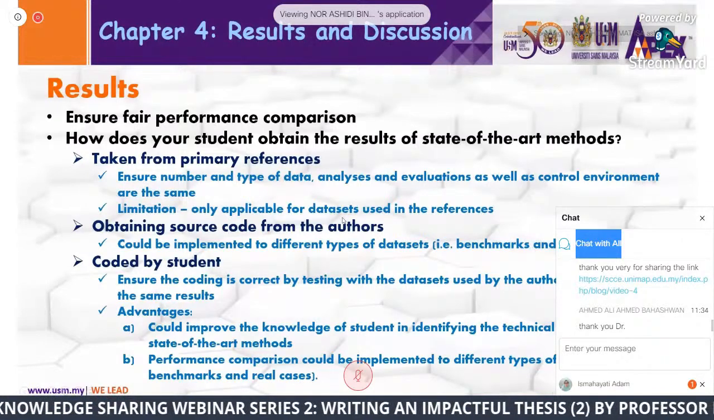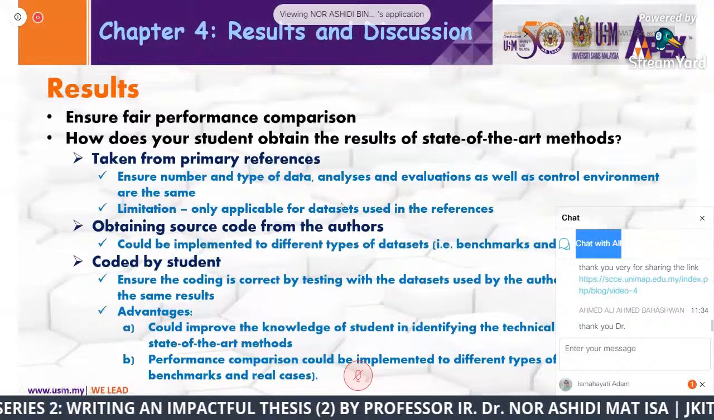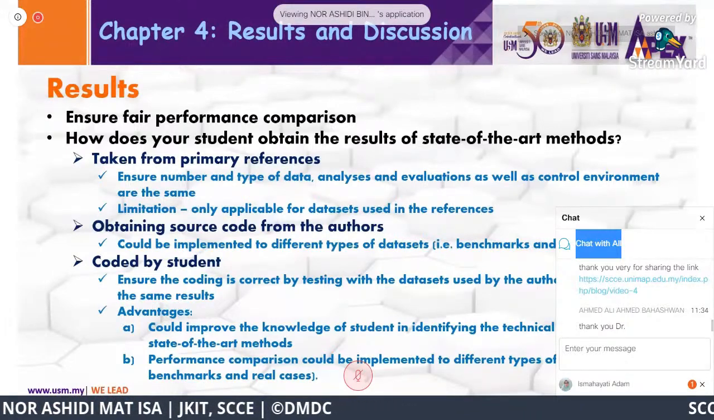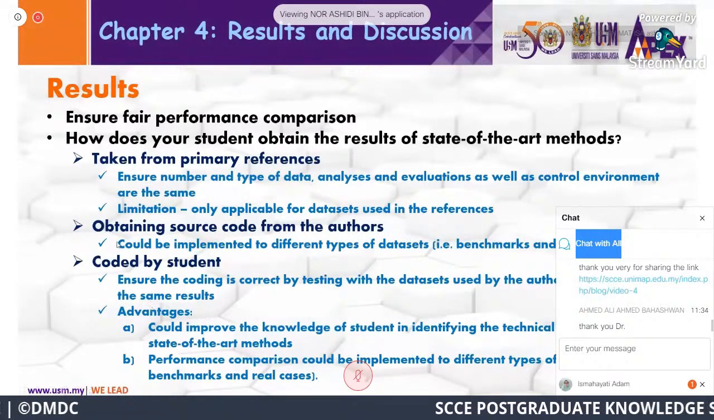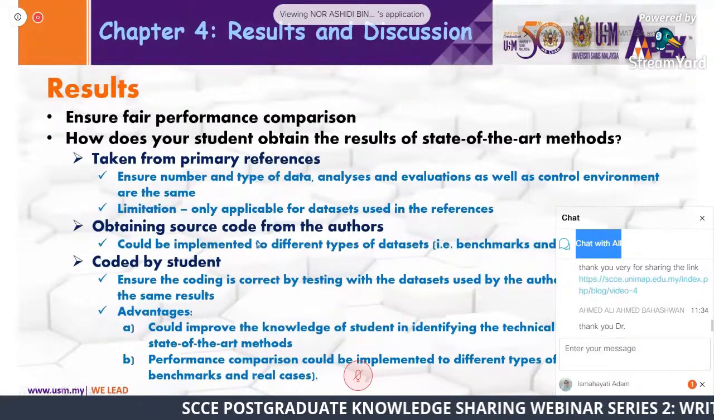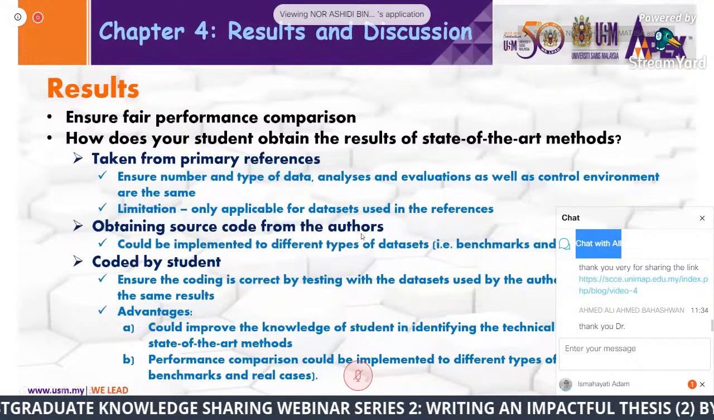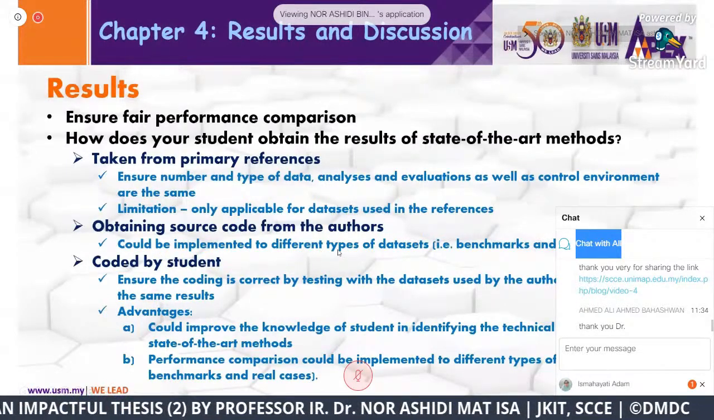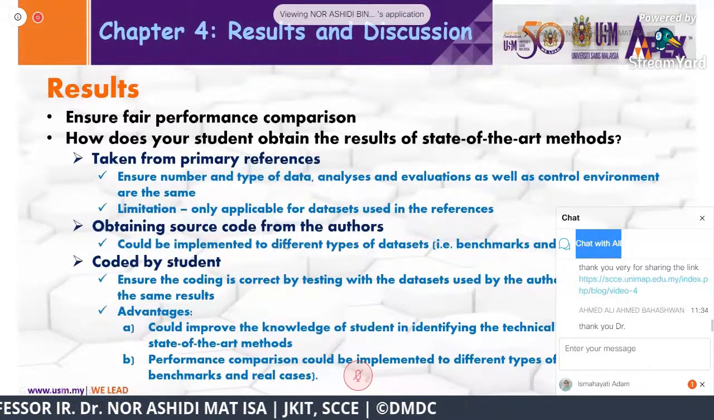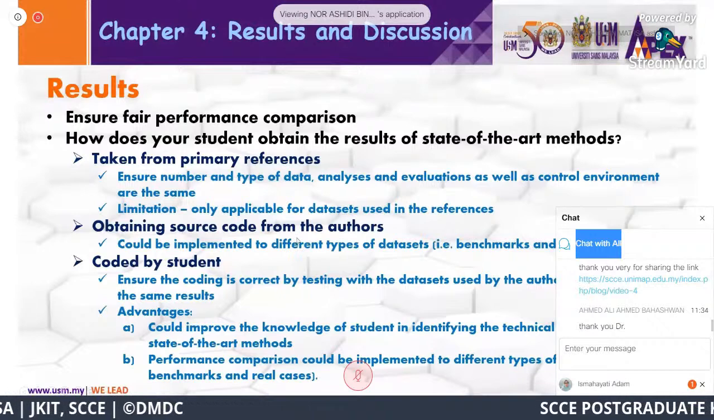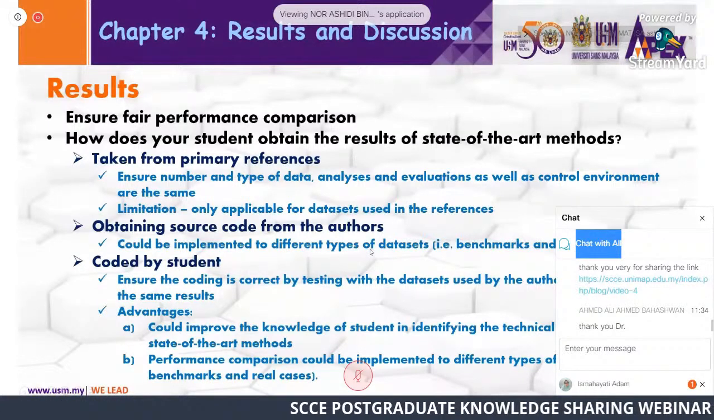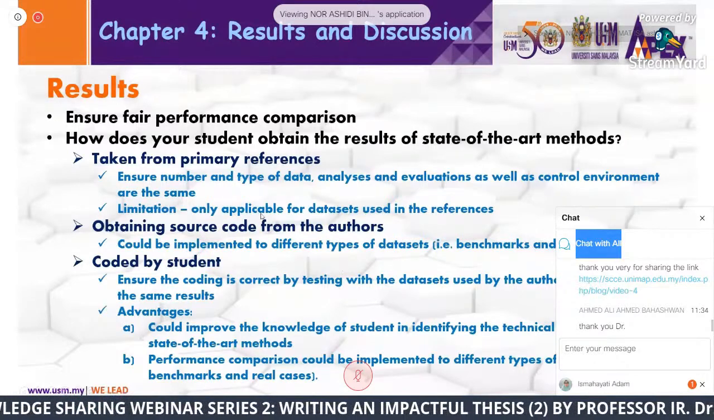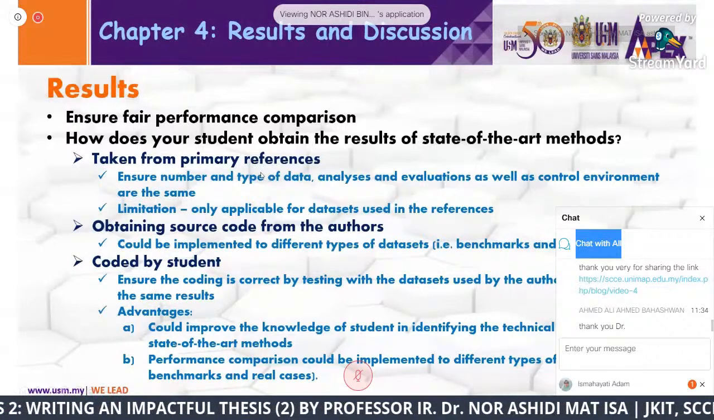If you have your real case study, you cannot compare with them, because you will use a different case study. Otherwise, it's not fair. Or you can obtain the source code from the authors. If you email the authors and get the source code, then you can implement it, and you can use different types of data sets because you already have the real source code. But if you don't have the source code, you cannot use a different data set. You have to use the same data set as used by the authors.